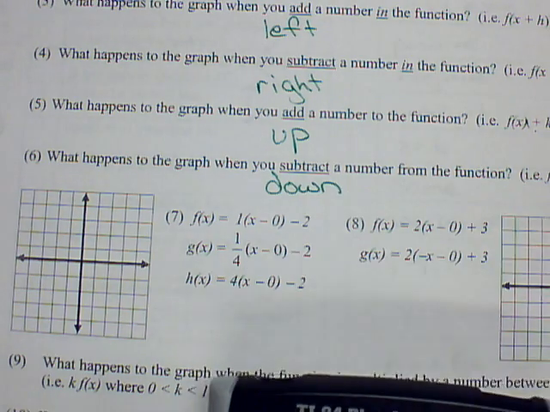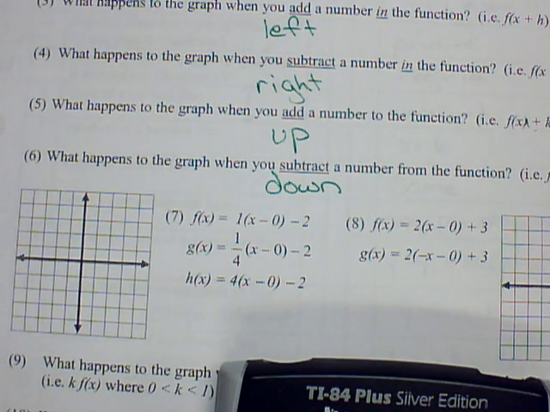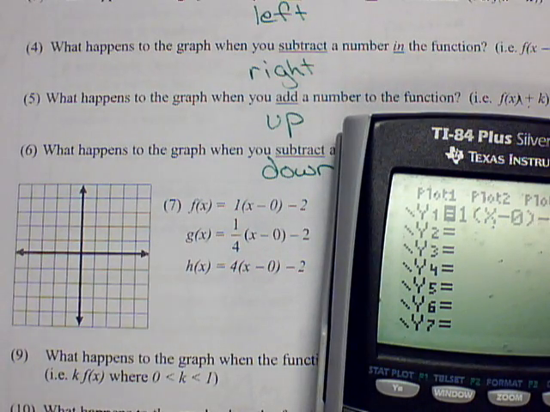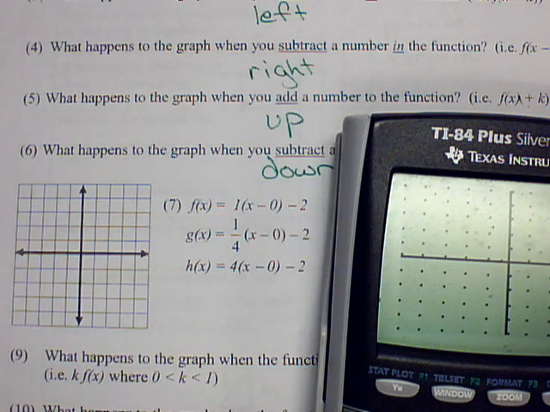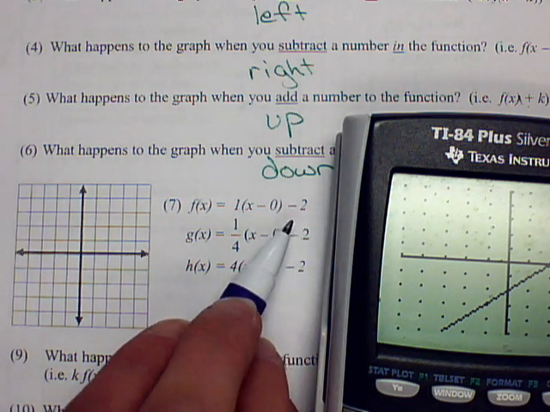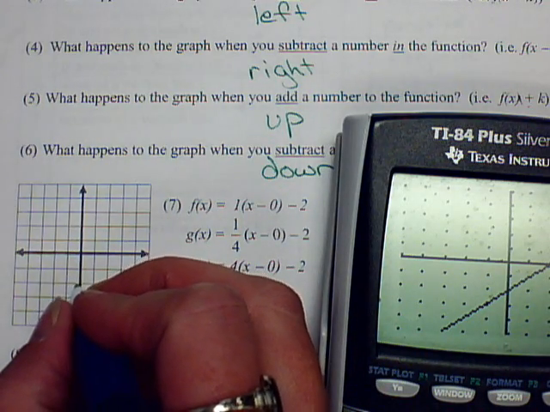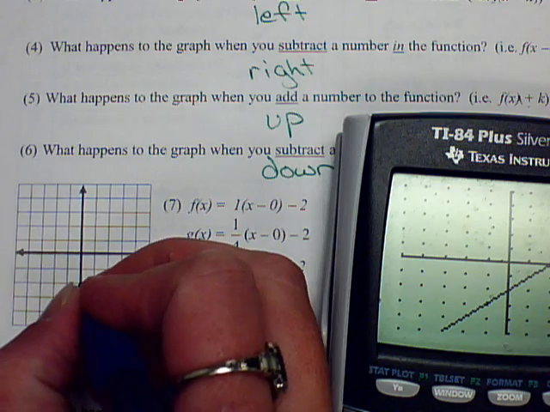Let me go back in here, and this time we're going to have a 1 in front, and that's going to be a minus 2 in the back. So let's graph that. Whoops. 1(x - 0) - 2. Graph. Okay, so here's where we're going to start on this one. And I know that means going down 2. But now I've got a slope of 1.